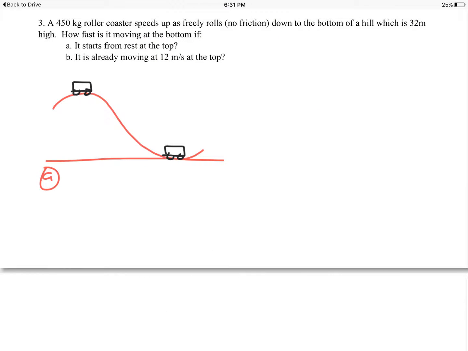We have a roller coaster on top of a hill. The hill is 32 meters tall. That's over 100 feet. And it's starting from rest, it's going to roll down. At the top of this hill, it has a GPE, gravitational potential energy. At the bottom of the hill, the roller coaster car will have a kinetic energy. And what's going to happen is the GPE is going to transfer to kinetic energy because of the law of conservation of energy. And we're going to ignore friction for now.